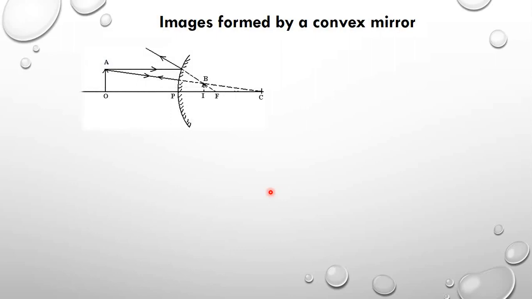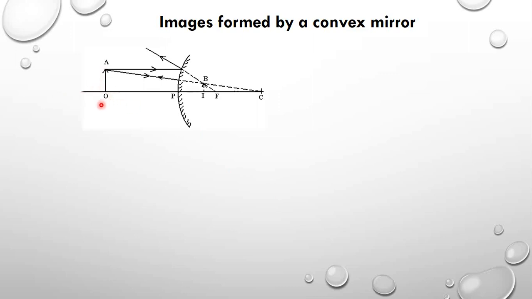Now, for a convex mirror, the nature of the image will always be the same, no matter where the object is placed. Let us first see how the rays also follow the same principle.